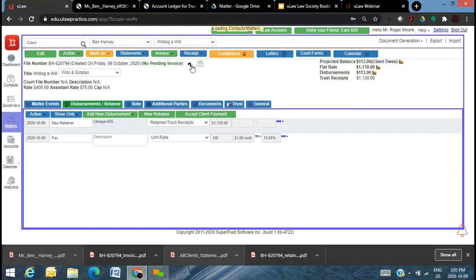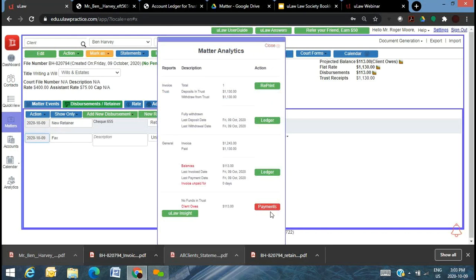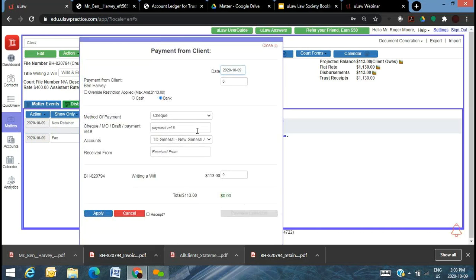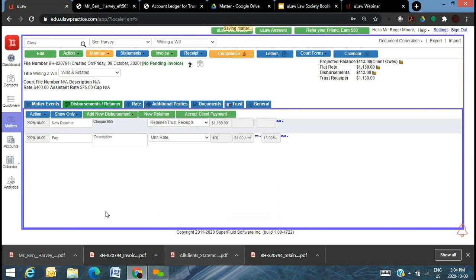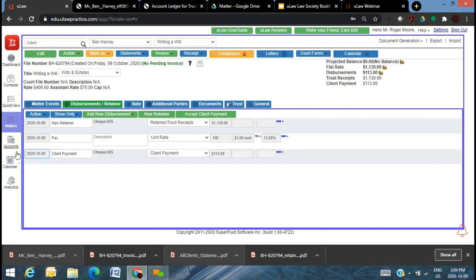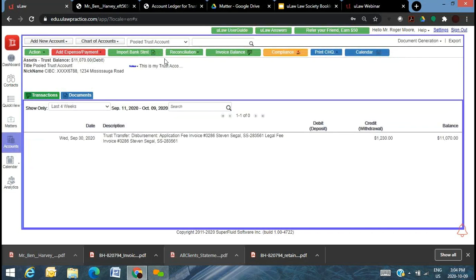Okay. Let's say the client also paid you the additional $130. You take that payment. Let's say maybe they gave you a check. You put it into your general account, give them a receipt. And I do apologize for taking slightly longer, but I'm going to wrap up real quick. So now we have two transactions, trust-related and general.